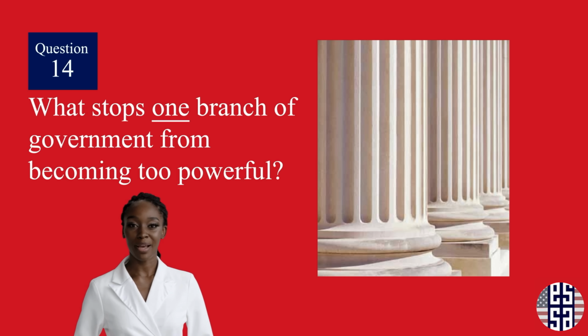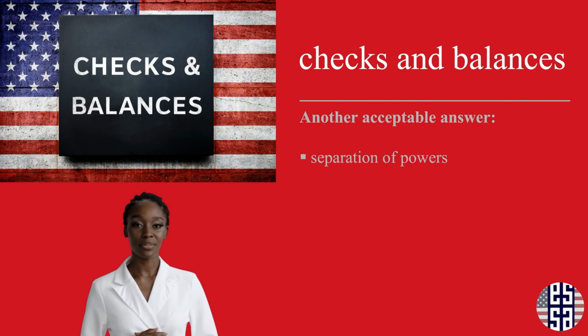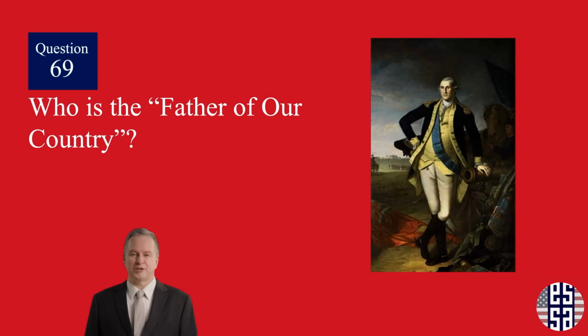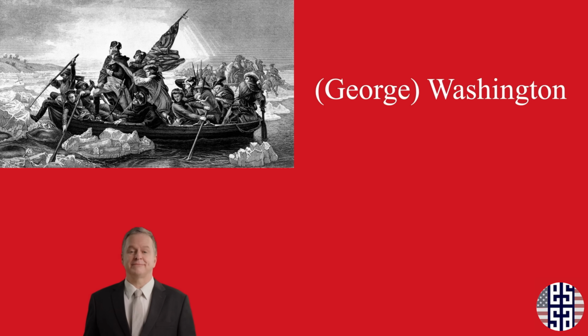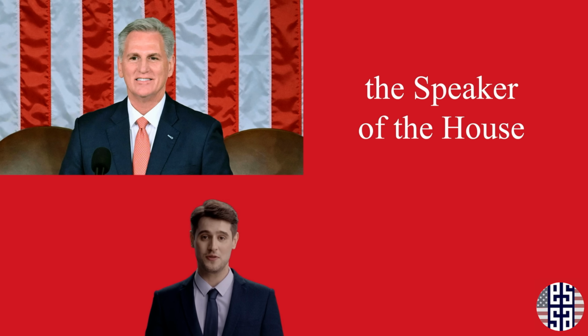What stops one branch of government from becoming too powerful? Checks and balances. Another acceptable answer is separation of powers. But it is easiest to just say, checks and balances. Who is the father of our country? George Washington. If both the president and the vice president can no longer serve, who becomes president? The Speaker of the House.